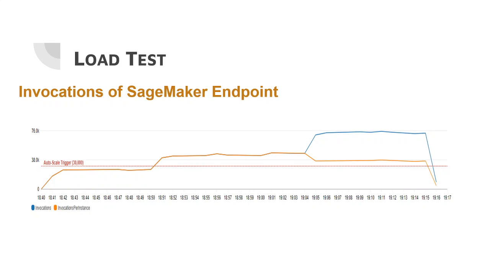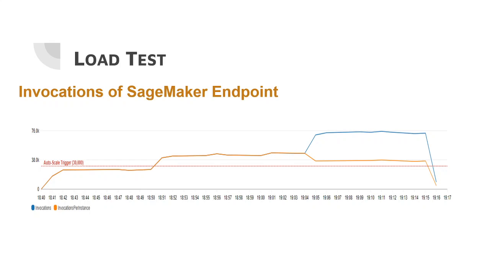The following graph exhibits the metrics provided by Amazon's CloudWatch, and we can see the amount of times our endpoint was invoked during this load test. The orange graph is the amount of times the endpoint was invoked per instance, whereas the blue is the total invocations overall. So you can see right around 19:04, those two lines diverge, indicating our second endpoint has come online because our auto-scaling policy has told it to.